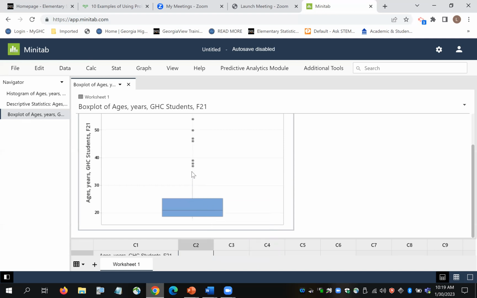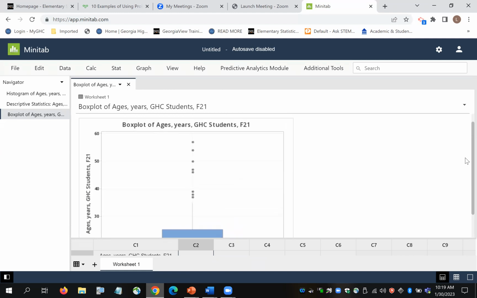The one difference is my whisker doesn't go out all the way to the last value. It stops at the point where I begin to have outliers. And we'll talk about how to determine that value in just a minute.